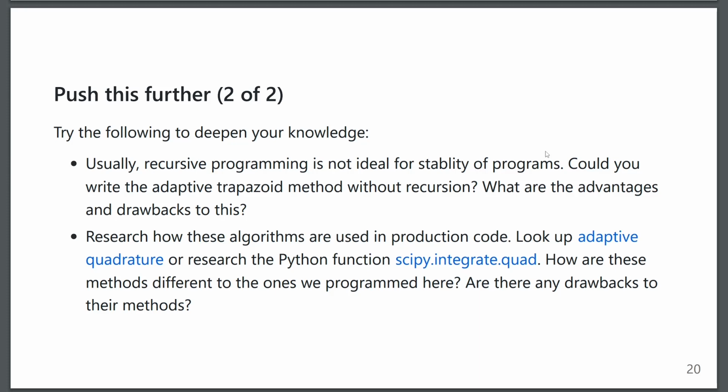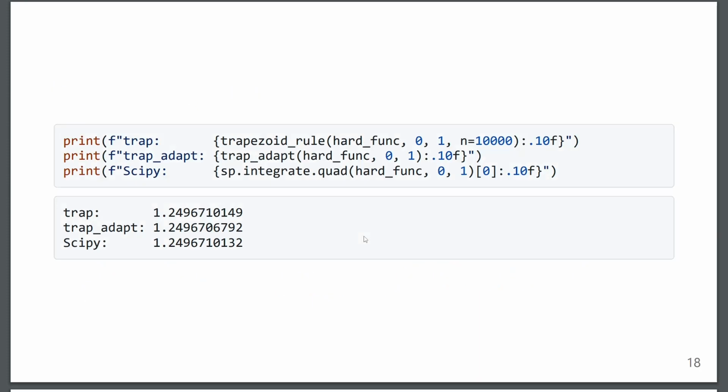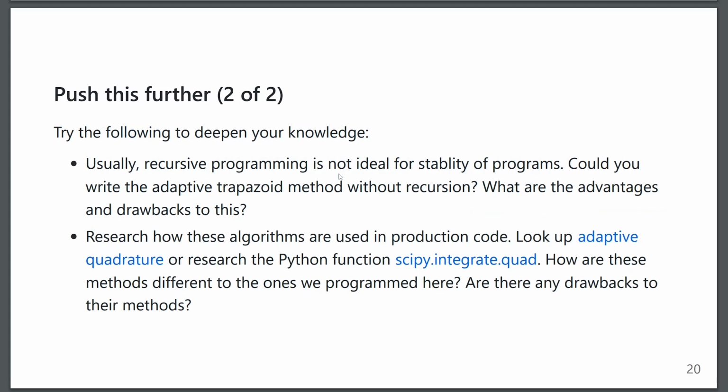And then finally, this is what will really deepen your understanding. Go ahead and research how these algorithms are used in production code. What I suggest is to look up adaptive quadrature and research the Python function, and that is the scipy.integrate.quad function. You can look up the source code online. But figure out how these are similar and how these are different from the ones we've programmed here, and what are the advantages and what are the disadvantages and why do we use them?